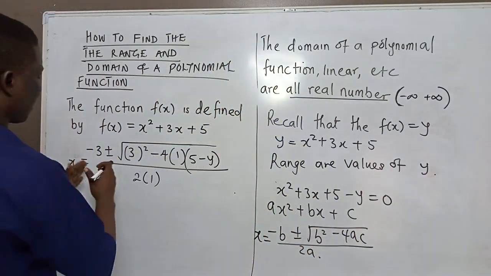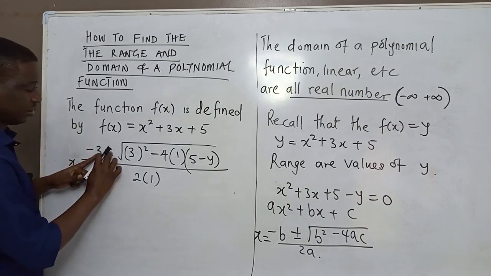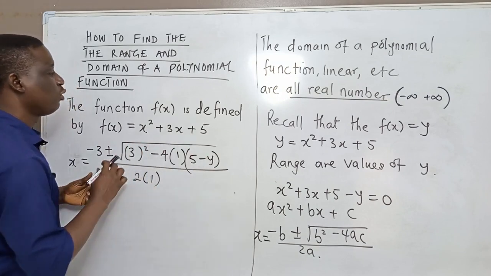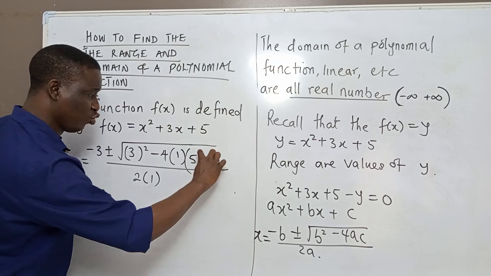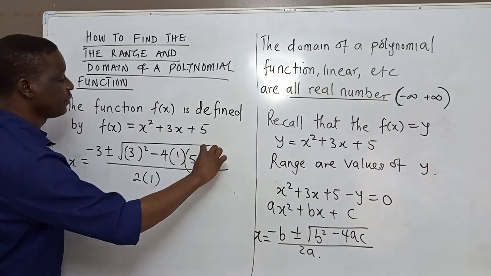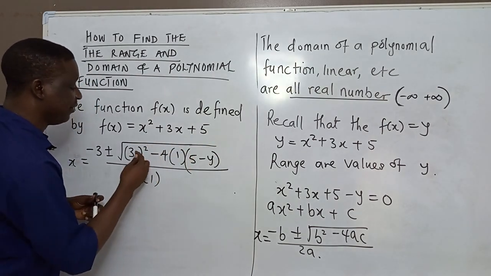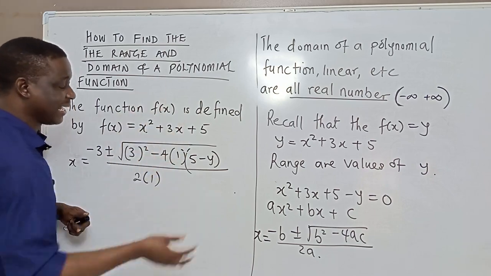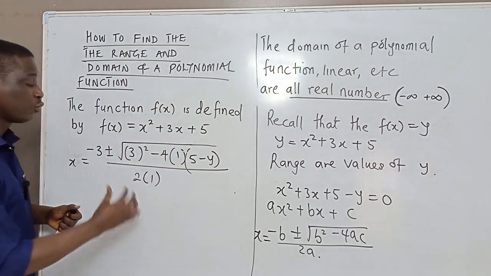Now, for example, I will not have a problem with minus 3. All this one I will not. Where I will have a problem, where the equation can be undefined, is this root. If this root gives me a negative sign, if I have any negative sign inside the square root, everything will give me an error, meaning undefined. It will give me undefined.